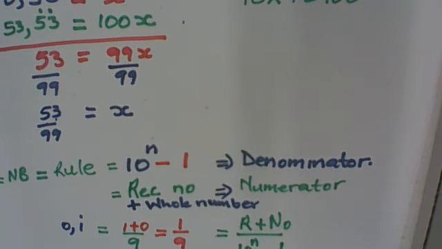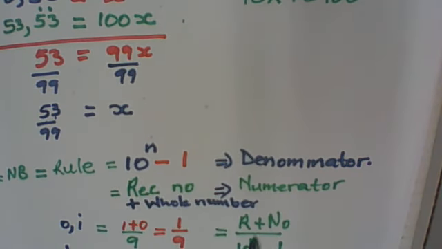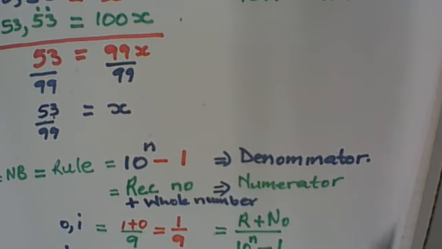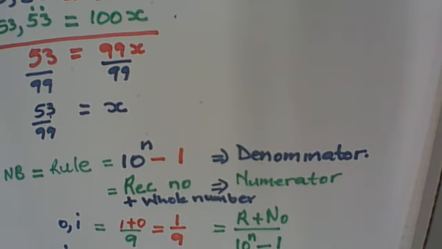Now, let us do this one of 2.1 recurring. For 2.1 recurring, we take the recurring number. The recurring number is 1, then plus the whole number, then over the number of recurring digits, which is only 1. That will be 9. And then what do we get? I just want to check this. We have to check it, guys.